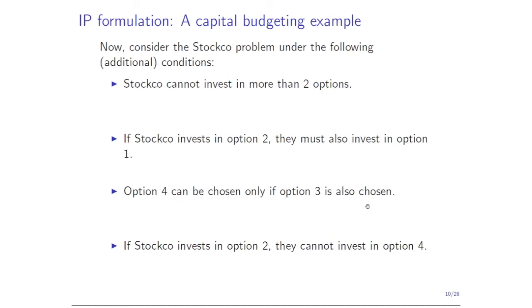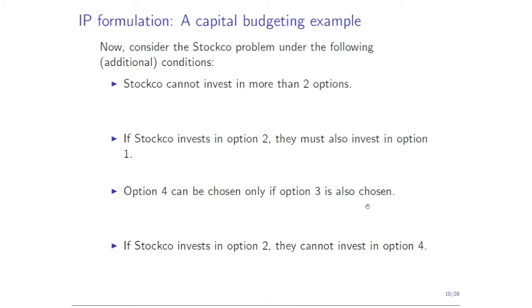So what if the company cannot invest in more than 2 options? How should we model this constraint, this limitation? If the company is free to invest in any number of projects depending on its budget, the formulation is already in hand. But here we have another constraint which says that you cannot invest in more than 2 options. So this is a very simple one.